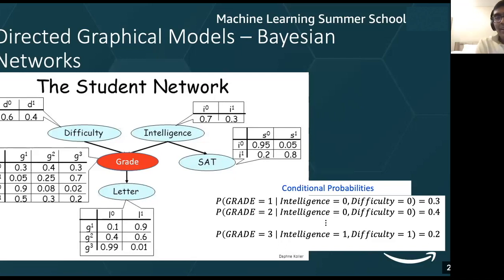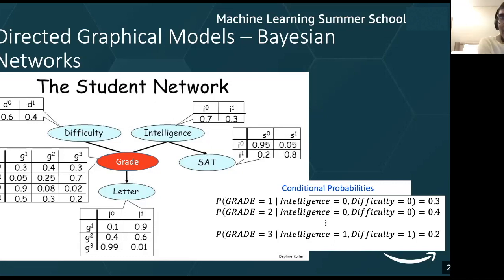Now, interestingly, grade depends on both the difficulty as well as the intelligence, right? So now when you start enumerating the conditional distribution of grade, you will have to account for all possible combinations of difficulty and intelligence. Now, difficulty takes on 2 possible values, intelligence takes on 2 possible values. So therefore, the total number of enumerations in this particular case happens to be 4. And that is I0 D0, I0 D1, I1 D0, and I1 D1, right? And that is essentially what is shown in the table next to the grade node.